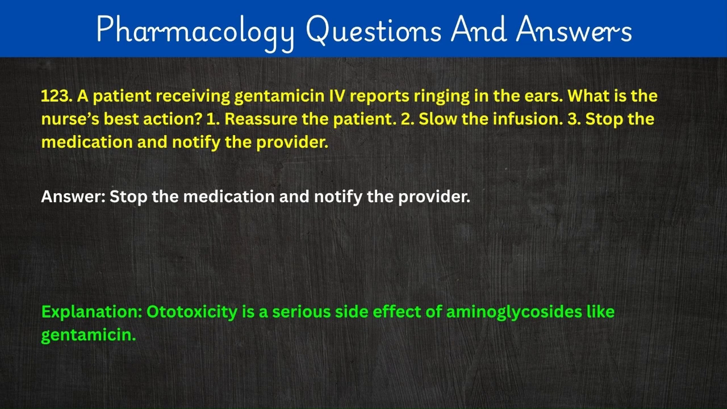123. A patient receiving gentamicin reports ringing in the ears. What is the nurse's best action? 1. Reassure the patient. 2. Slow the infusion. 3. Stop the medication and notify the provider. Answer: stop the medication and notify the provider. Explanation: ototoxicity is a serious side effect of aminoglycosides like gentamicin.